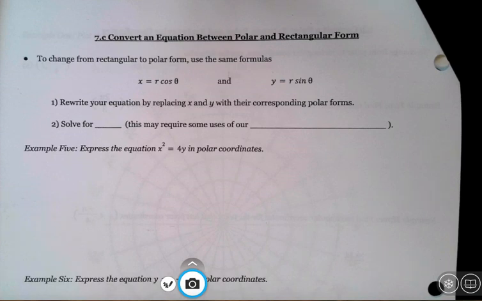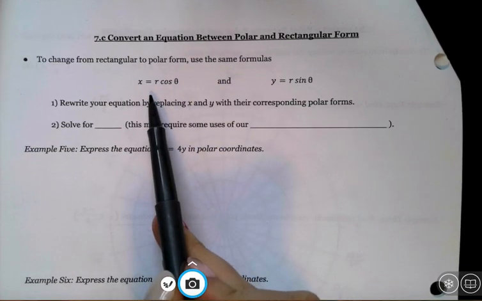All right, we're going to look at 7c, and we're converting an equation between rectangular form and polar form. In this video, we're going to be looking at an equation in rectangular form and converting it into polar form. So we have our formulas that we learned about in 7b.